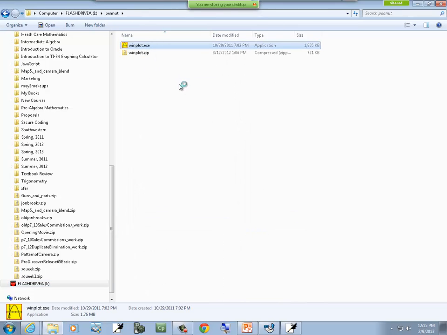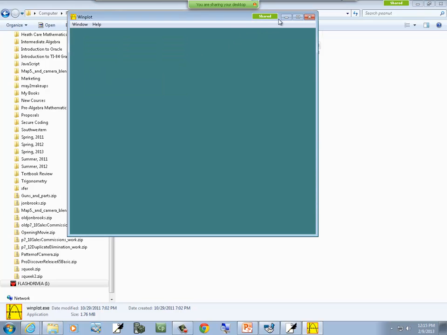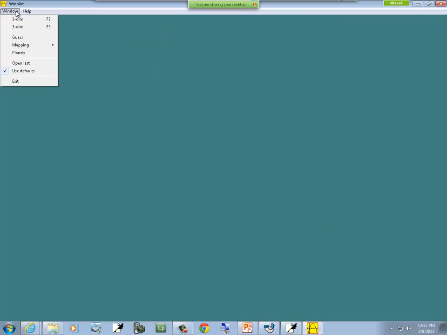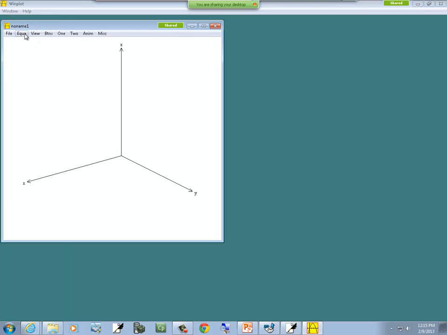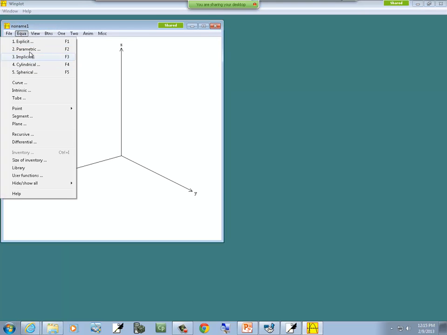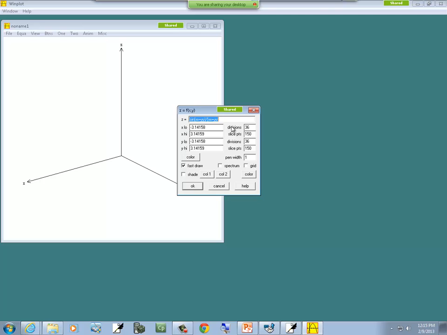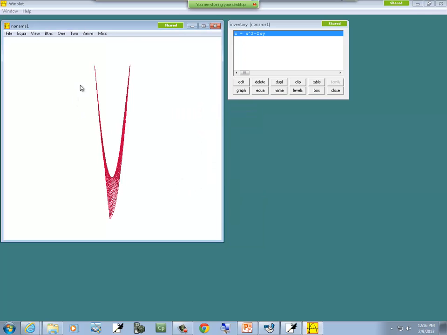And again, this is so small you can't see it, but I'm going to tell you what I'm doing. I'm choosing Window, 3-Dimensions. I'm choosing Equation. I'm choosing Explicit. And I'm going to type in x caret 2 minus 2xy. And I'll click OK. Let me do View, Axes.